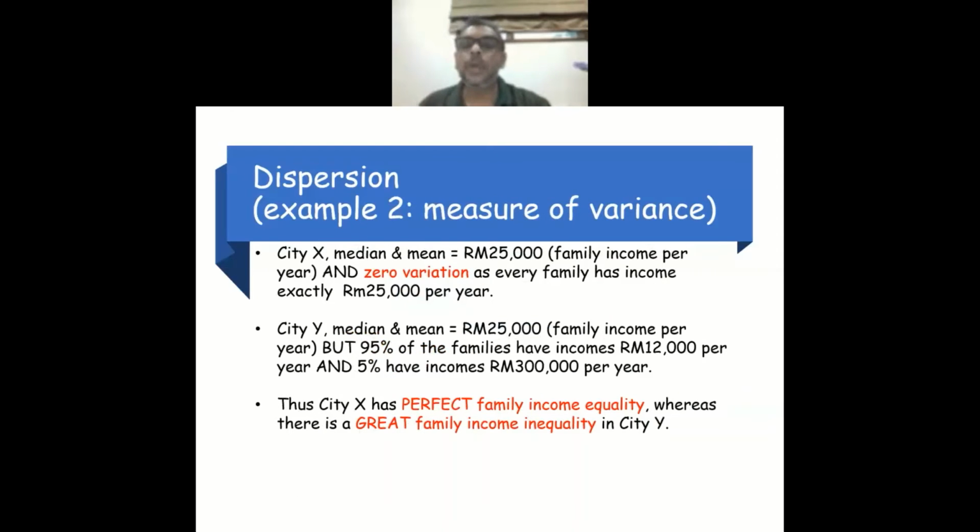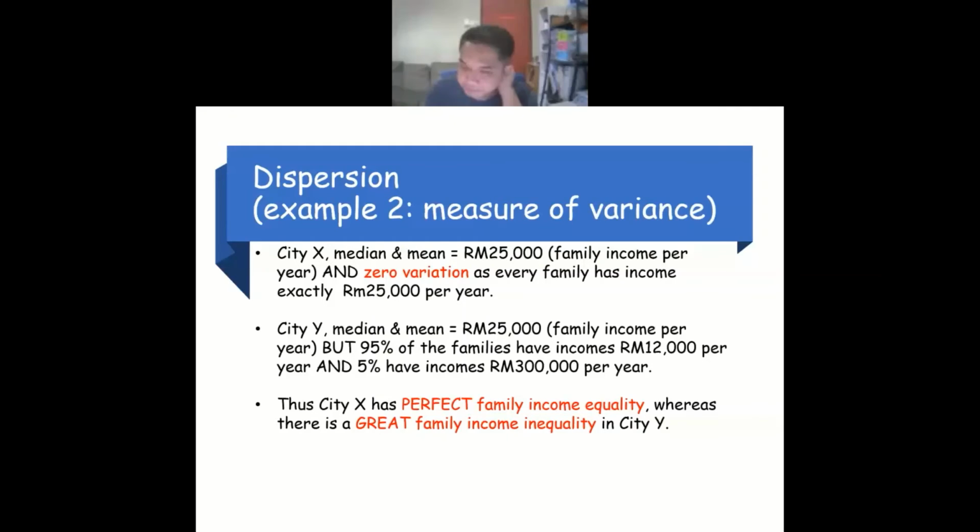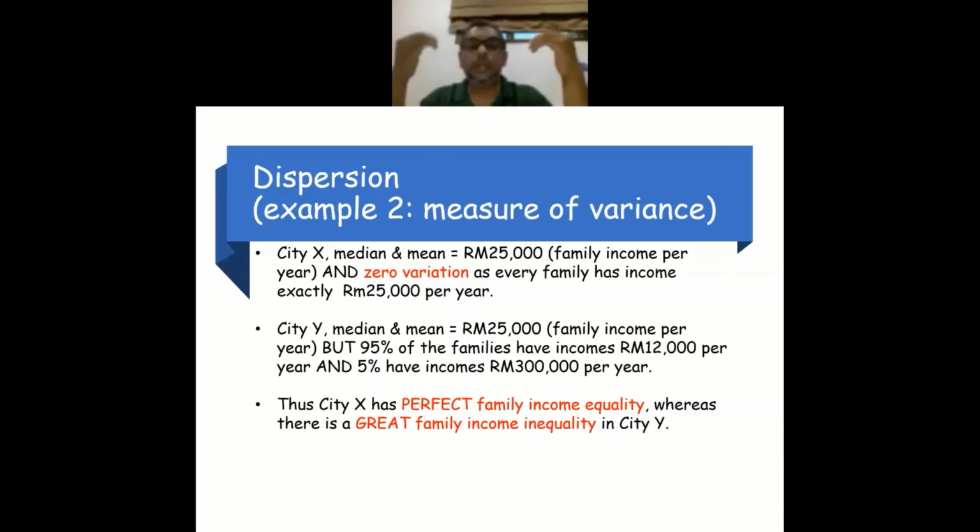Alright, so this is another example. In this city, the mean and median of family income is 25,000 per year, and zero variation as every family has income exactly 25,000 per year. City Y pula, a different city, has the same mean and median, but 95% of the families have income 12,000 per year and 5% have 30,000 per year.